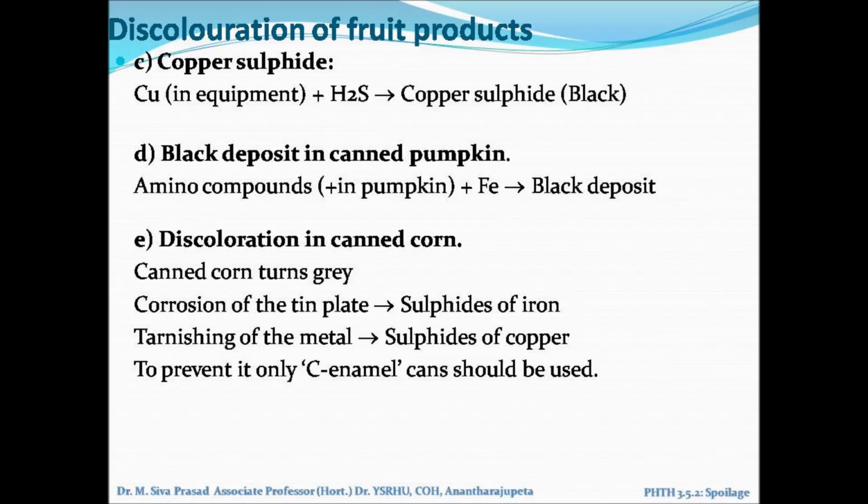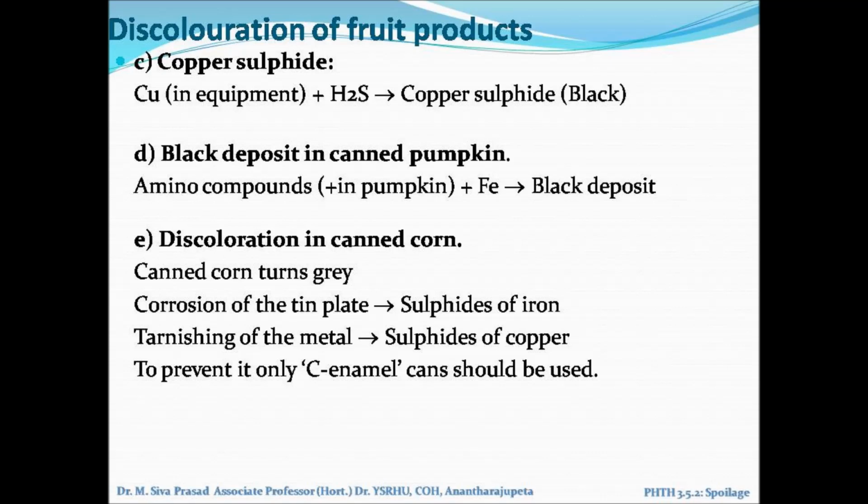The next one is the black deposition in the canned pumpkin. The amino compounds present in the pumpkin react with iron, that is the can, so they form a black deposit. So even the contents of the can, the food itself, react with the can and form black deposits. This causes discoloration. Even the contents cause discoloration, even the machinery causes discoloration, and there is discoloration even in corn.